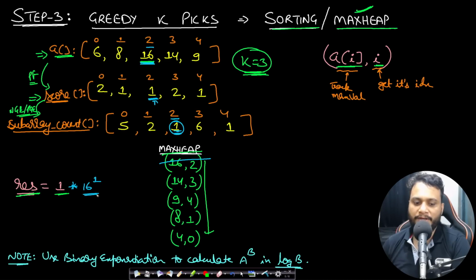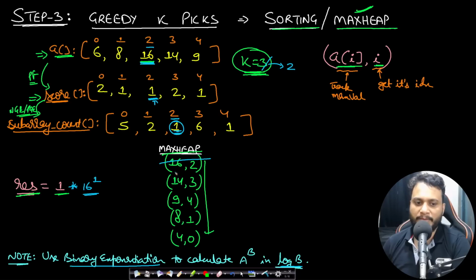When you want to calculate a to the power of b, remember that you always apply binary exponentiation to solve the problem in log b. In binary exponentiation, you always square the base and halve the exponent, right? Now you decrease the k value by that margin, and the k value will be decreased to 2.